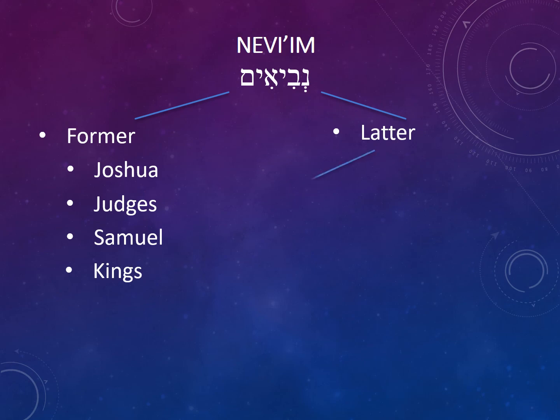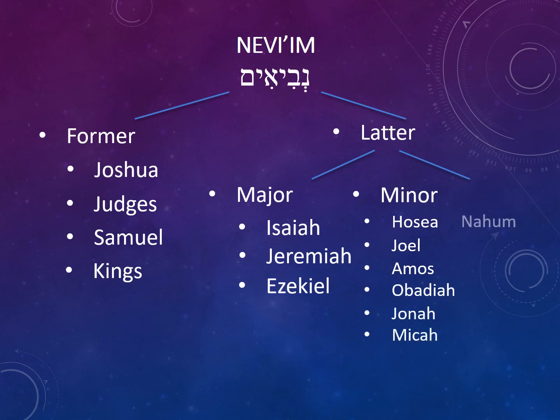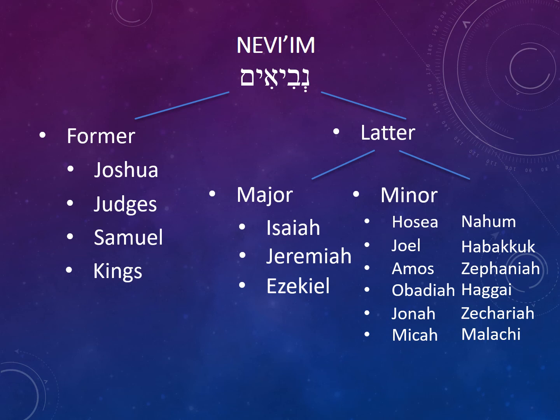For the latter prophets, there are again 2 major categories. The first are major prophets, and the second is minor prophets. The major prophets are composed of the books of Isaiah, Jeremiah, and Ezekiel. The minor prophets in the Hebrew Bible are called the Book of the 12, and these consist of the final 12 books of the Hebrew Bible: Hosea, Joel, Amos, Obadiah, Jonah, Micah, Nahum, Habakkuk, Zephaniah, Haggai, Zechariah, and Malachi.